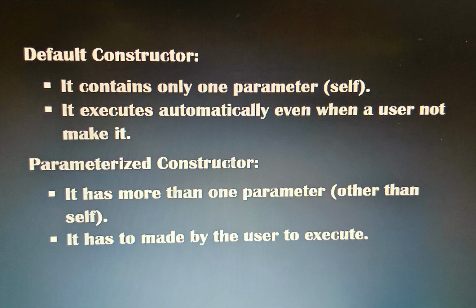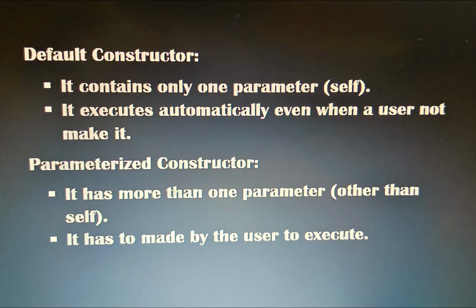Now I'm going to explain what this self parameter is. This self parameter refers to the object. If we are making our first object like stu1, then this self parameter refers to that object. Or we can say that stu1 is equal to self. So this is what the self parameter means.